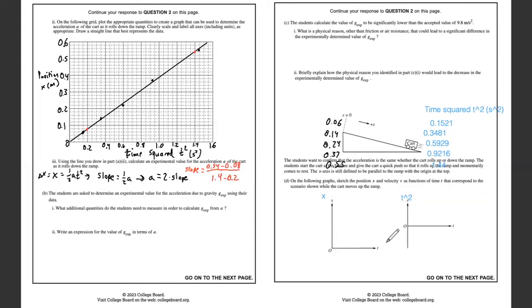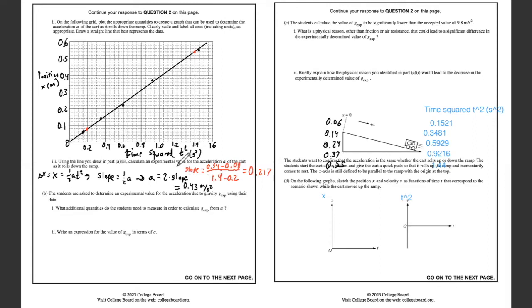And if I go ahead and compute that slope, let's pull out my calculator. 0.34 minus 0.08, so 0.26 on the top and 1.2 on the bottom. So the slope is going to be 0.217. Therefore, if I multiply that by 2, I get that the acceleration is going to equal 0.43 meters per second squared.